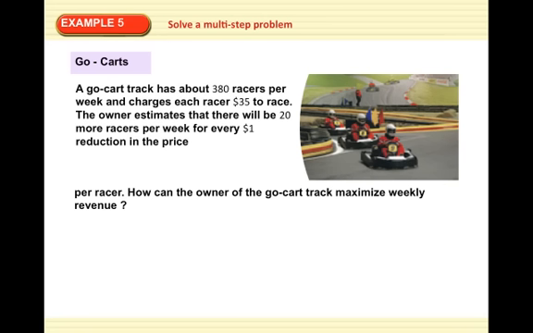Okay, example 5, go-karts. A go-kart track has about 380 racers per week and charges each racer $35 to race. The owner estimates that there would be 20 more racers per week for every $1 reduction in the price per racer. When you put things on sale, more people come. Okay, how can the owner of the go-kart track maximize weekly revenue?